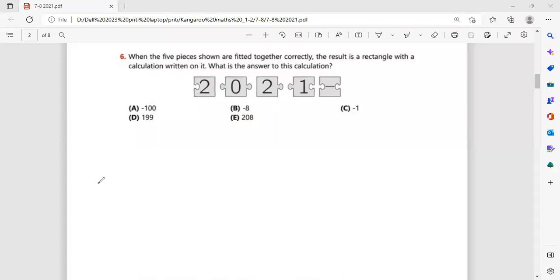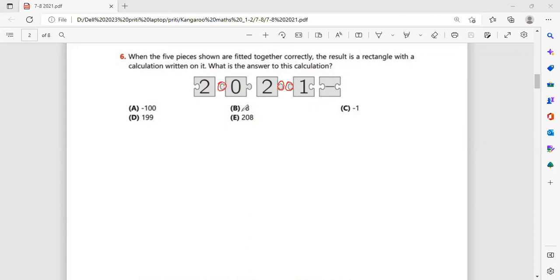Now let's go to question number 6. When the 5 pieces shown are fitted together correctly, the result is a rectangle with a calculation written on it. What is the answer to this calculation? Now, whenever you have questions like this, it's like a Lego or a jigsaw puzzle. You have to see these edges.